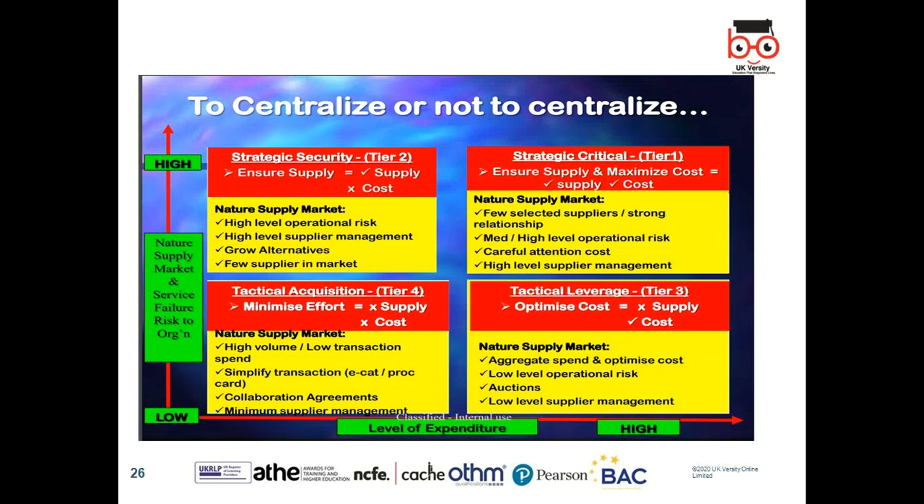Tactical acquisition, where we look to minimize effort and supply cost; less effort, and cost will also be reduced. Strategic critical, we can look at tiers. It can be divided into different tiers: tier 1, tier 2, tier 3, tier 4, and we can show it on the graph. We look at the nature of the supply and the market, and the service. We ensure the supply and minimize the cost. We can look at the tactical leverage.